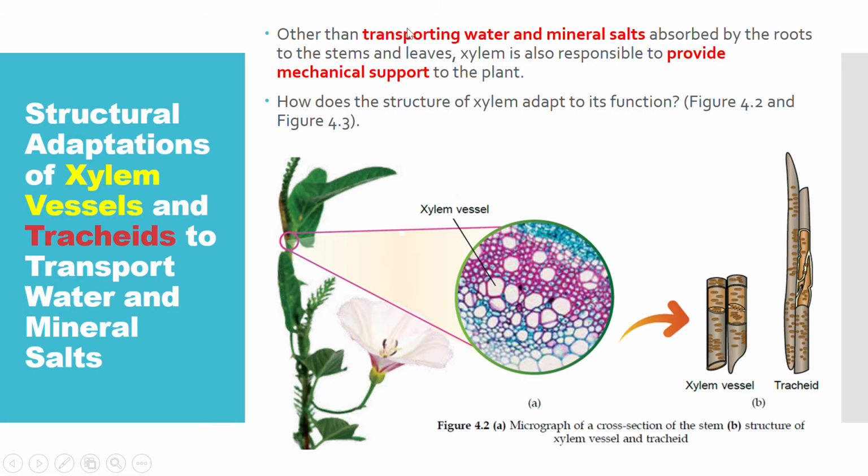But before that, let's recall xylem's responsibility. We know xylem's main function is to transport water and mineral salts. Then you have to mention the direction. It is from the roots to the stems to the leaves, so to other parts of the plants. So it begins here at the roots. Therefore you imagine from here all the way going up. So that means water and mineral salts have to go up against gravity.